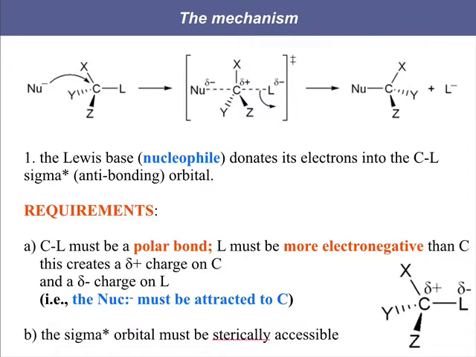So keep that in mind for the attacking phase. We say the nucleophile attacks this carbon. The attacking phase, we need to have a delta positive carbon, a delta negative leaving group, which is caused by the leaving group being more electronegative, and X, Y, and Z, whatever these other groups on the carbon are, need to be relatively small so that the nucleophile can actually find its way into that carbon.